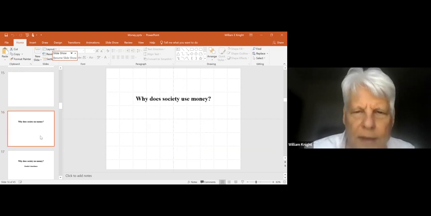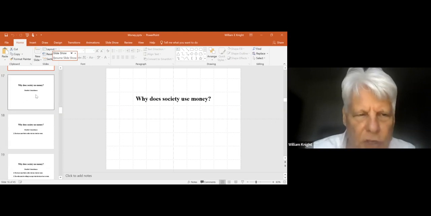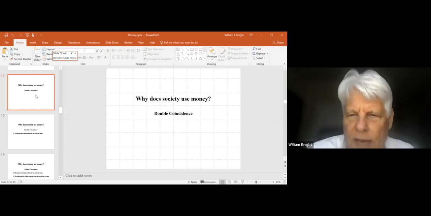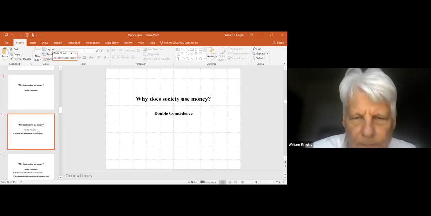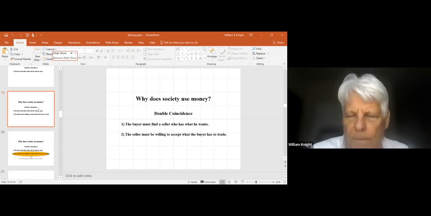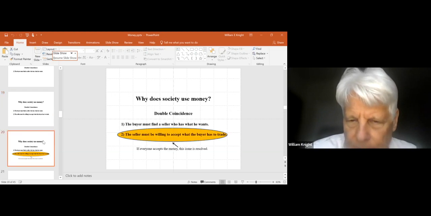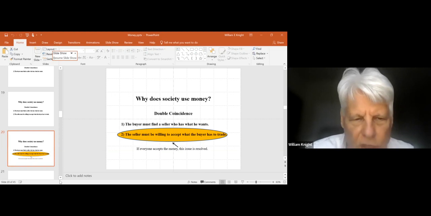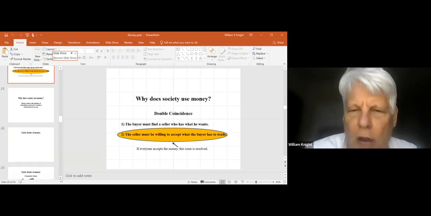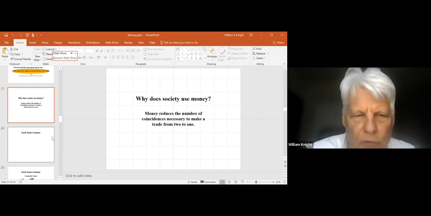So let's ask the question, why does society use money? As I mentioned before, barter requires a double coincidence. The double coincidence is that the buyer must find a seller who has what he wants, and the seller must be willing to accept what the buyer has to trade. Now, if everybody accepts money, this issue is resolved because the buyer automatically has what the seller wants, money. So money reduces the number of coincidences necessary to make a trade from 2 to 1.